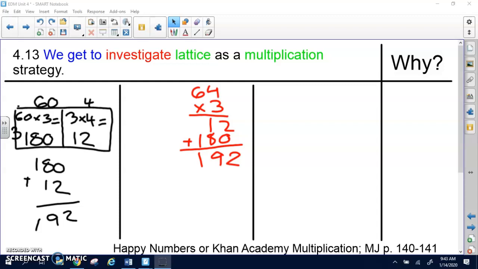Working on 4.13. We're going to investigate lattice as a multiplication strategy.